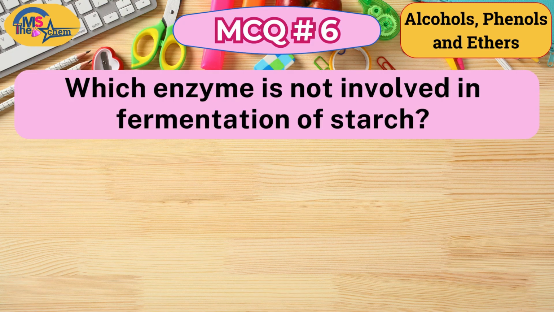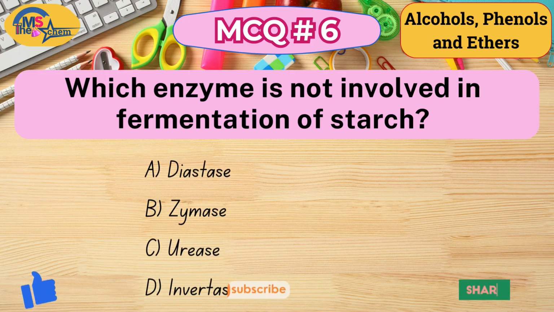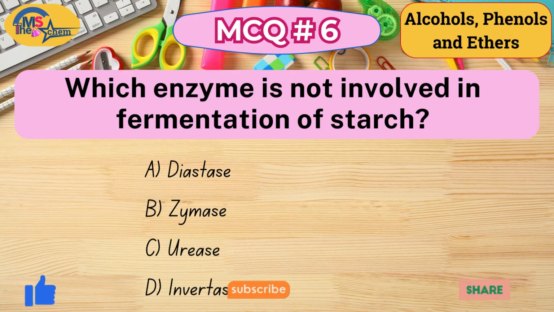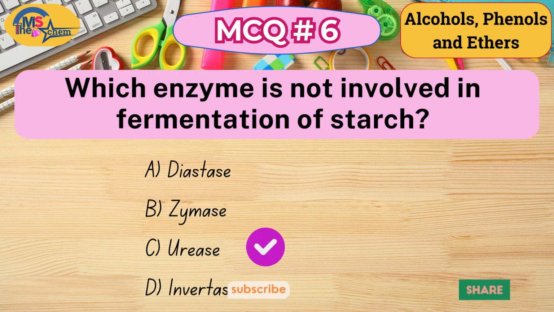And now question 6 is which enzyme is not involved in fermentation of starch? Here are the four options given. Option A is diastase, option B is zymase, option C is urease, and option D is invertase. The true answer to this question is option C, urease.